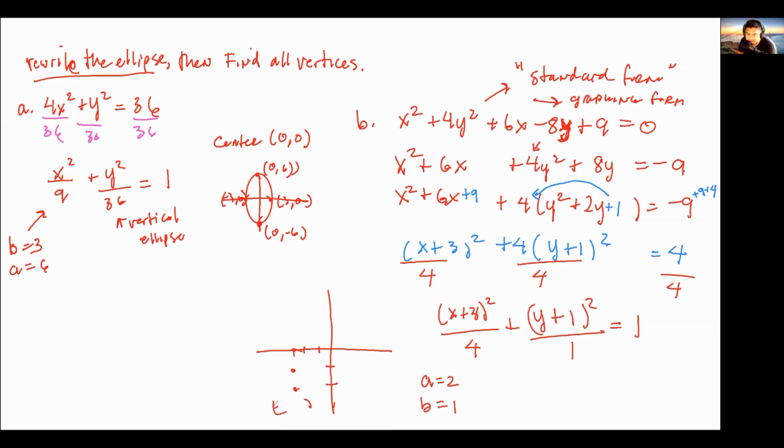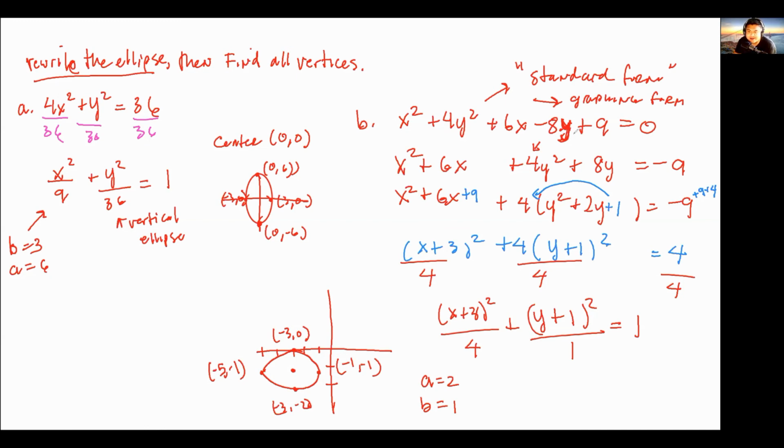That point is -3, -2. This is -3, 0. It's going to go right 2 and left 2. Oh boy. This is -5, -1. This is -1, -1. And there's 4 vertices.